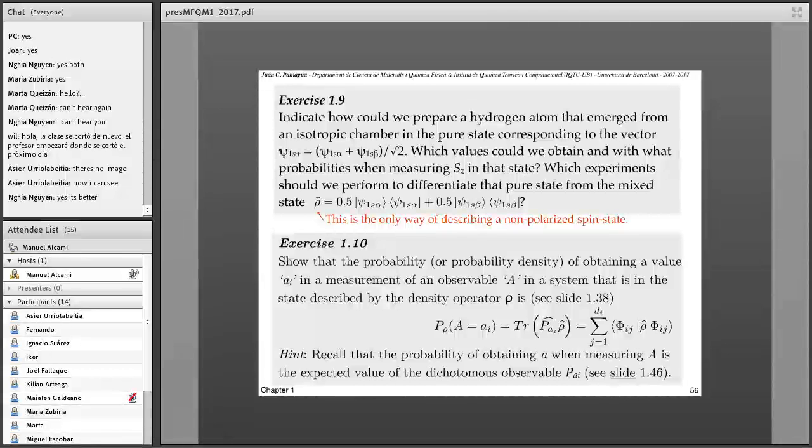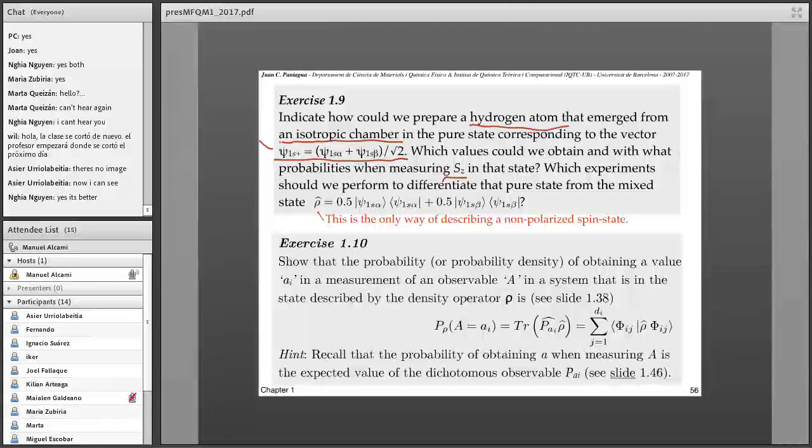Okay, let's continue. This exercise indicates how we could prepare a hydrogen atom. Well, this is trivial according to the discussion. Well, the exercise has an interesting point. How could we prepare a hydrogen atom that emerged from an isotropic chamber in the pure state corresponding to this state vector? The result is evident because we have already seen that this is an eigenstate of Sx. So we should measure Sx and select positive or negative value depending on whether we're interested in the state 1s plus or 1s minus.